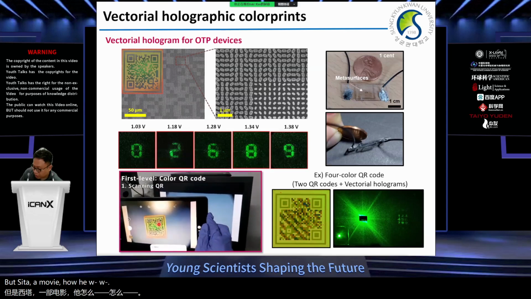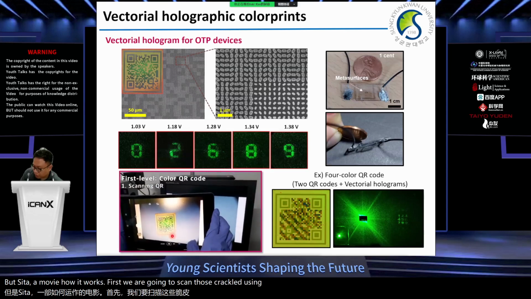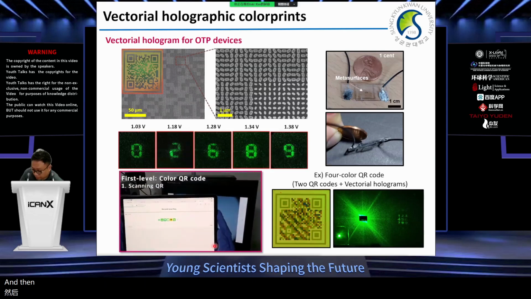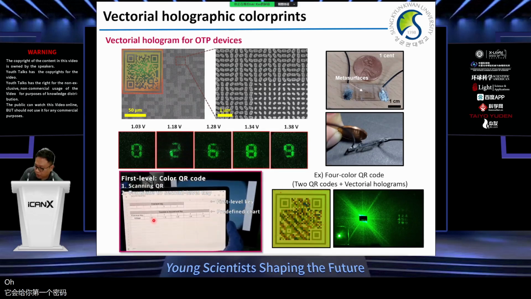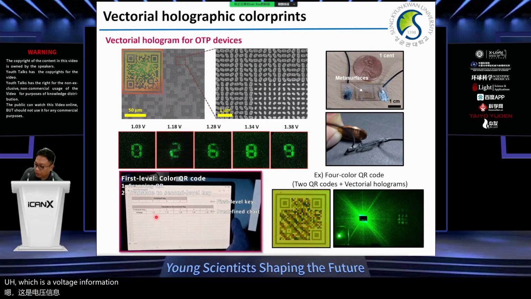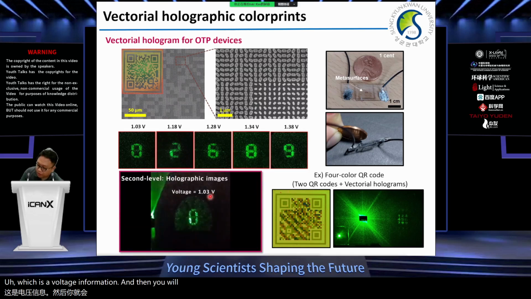First, we are going to scan the QR code using a smartphone, and then it will give you the first password, which is voltage information, and then you apply the voltage to the device, and you will see such video holograms. So this will be the second password.